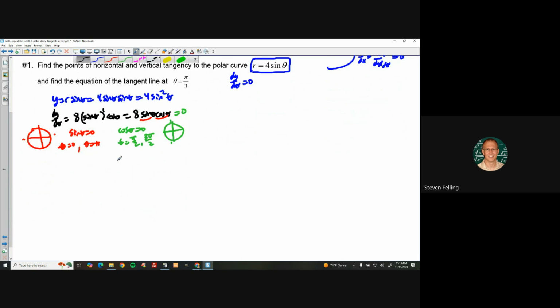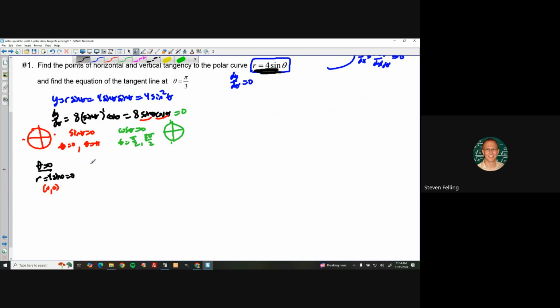All right, let's take the first angle. Theta is 0. We'll plug that in to this equation to find the r. R is 4 times the sine of 0, which is 0. So the radius is 0. Let's go all the way through this point. R of 0 is the origin. Actually, I don't have to figure out the x and y. The only place we have a radius of 0 is the origin, so that means the x and y are automatically 0, 0. So that is a potential point of a horizontal tangency.